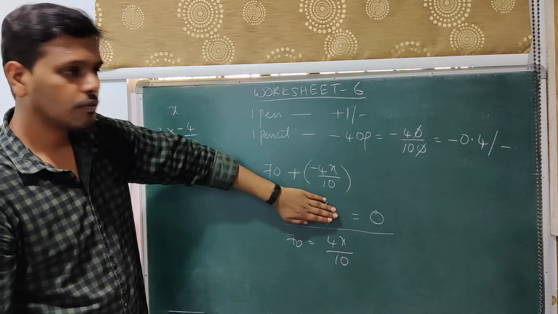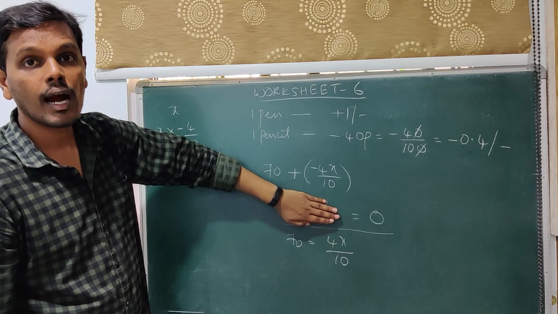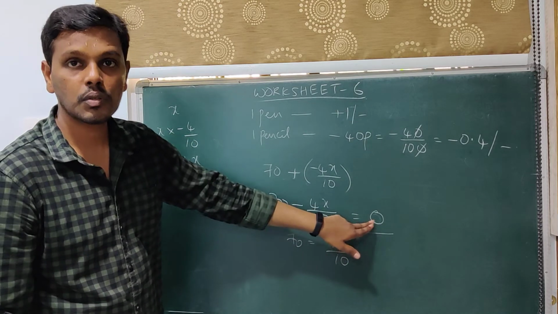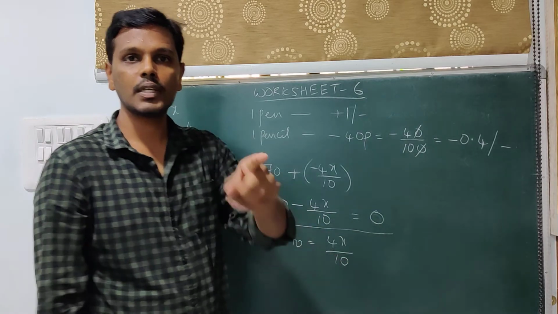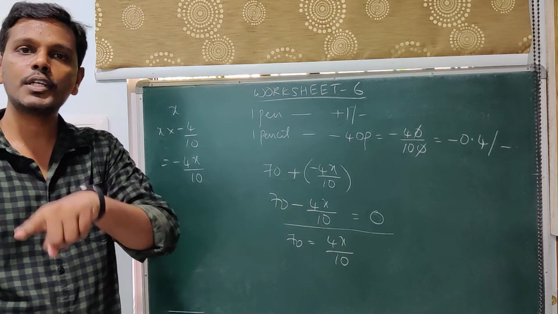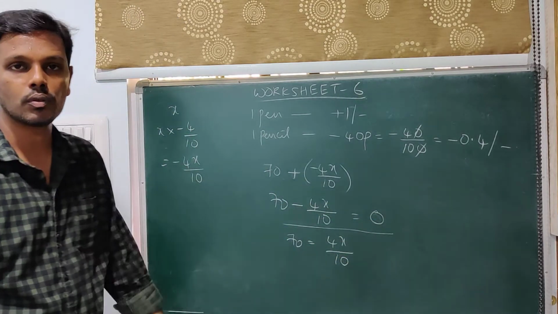So this is the amount which she has got in the whole transaction, and that amount is 0 because it is neither positive nor negative. Neither positive nor negative in the sense neither profit nor loss. So that is the reason it is 0.